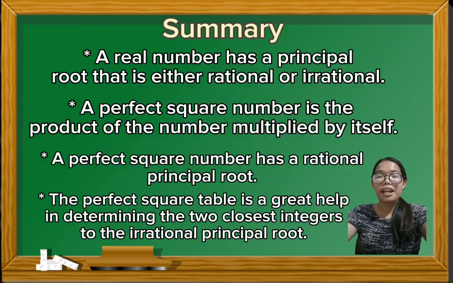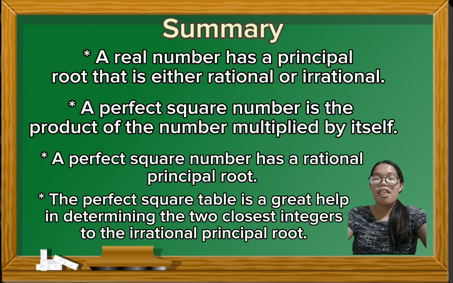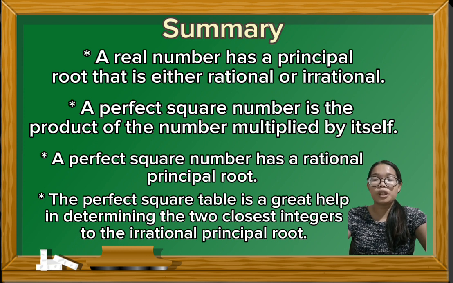For the summary, here are the things that we discussed in this lesson. First, a real number has a principal root that is either rational or irrational. Second, a perfect square number is the product of a number multiplied by itself. Third, a perfect square number has a rational principal root. And last, the perfect square table is a great help in determining the two closest integers to the principal root.